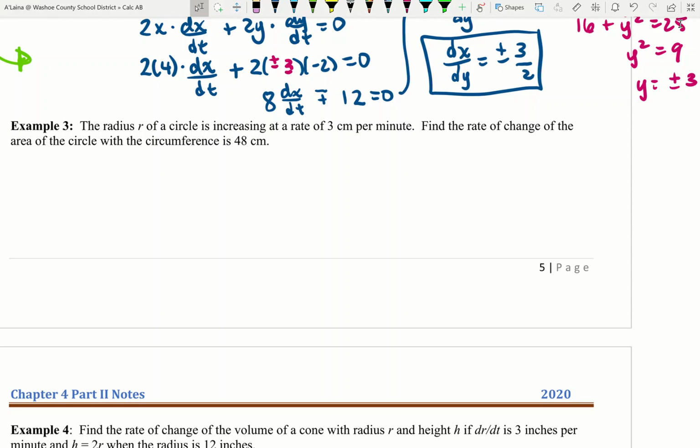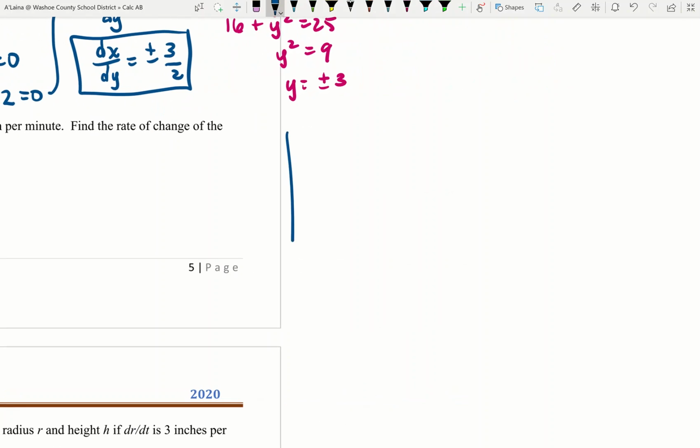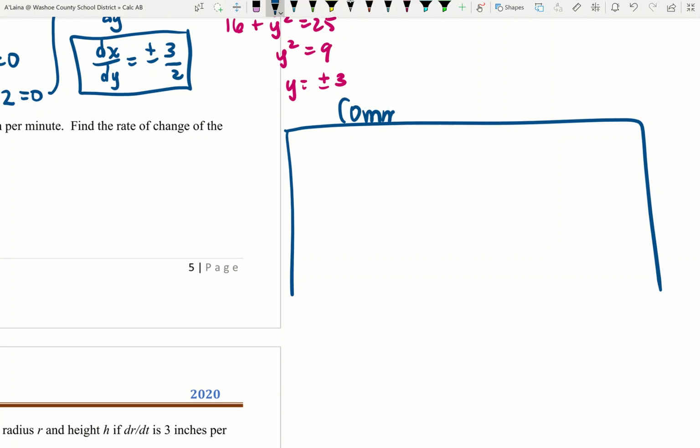They are usually geometry formulas. Some of the more common geometry formulas that you're going to see show up on related rate problems, you might want to write this down, are the area of a circle equals pi r squared. The circumference of a circle equals 2 pi r.